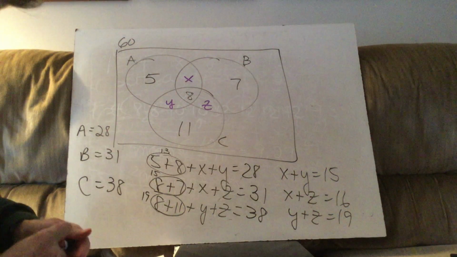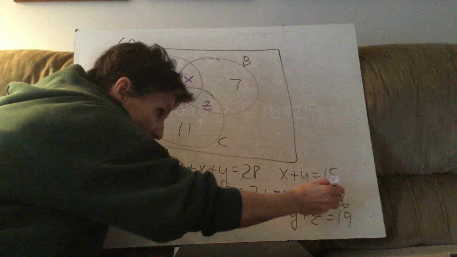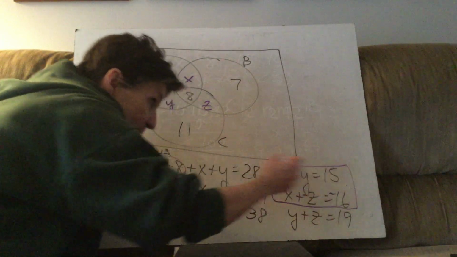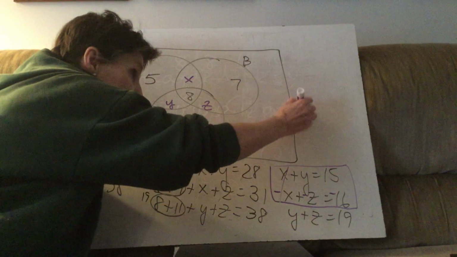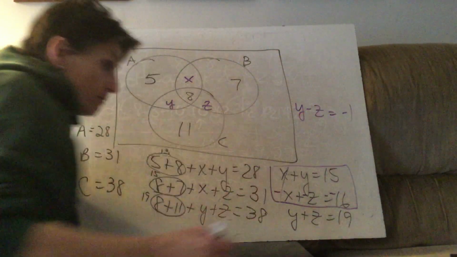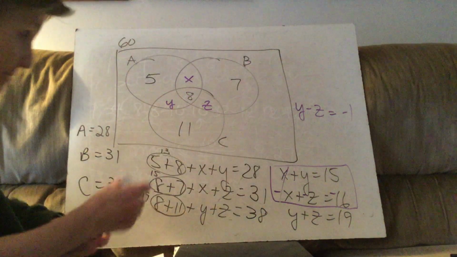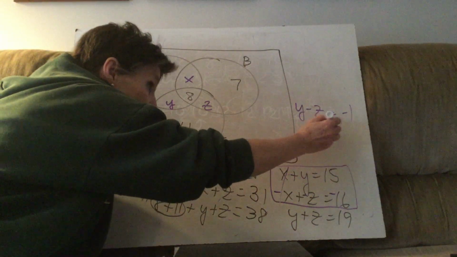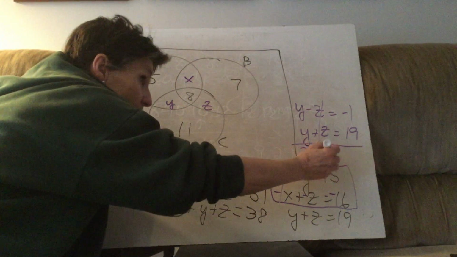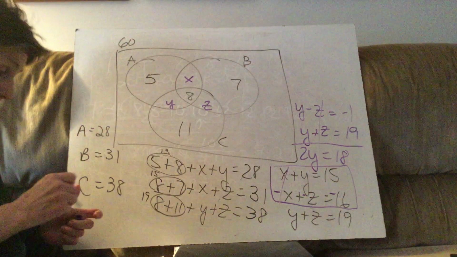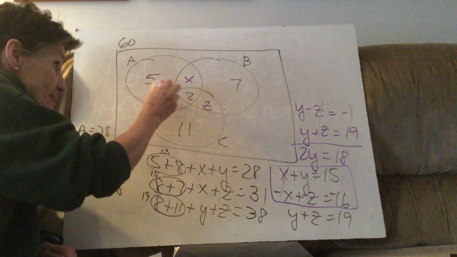Okay. Well, now we're going to do our little elimination real quick. We add these together, multiply that by a negative, and add these two together right here. We will come up with Y minus Z equals negative 1. We're adding those together, so Y minus Z equals negative 1. And then I'll combine that with my bottom one. So when I add these, I get 2Y equals 18, which means Y must equal 9. So this is 9.